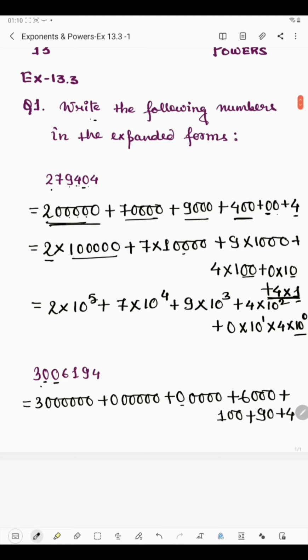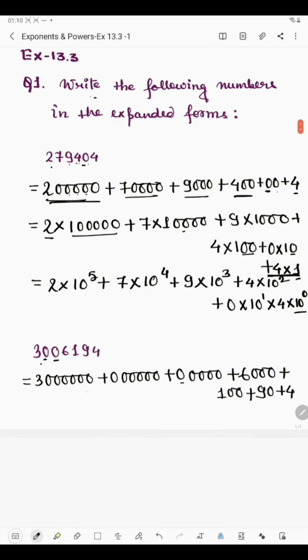Then we will see how we have got this number, by multiplying which number we have got this. 1, 2, 3, 4, 5, 6. So with 1 we'll write 6 zeros.